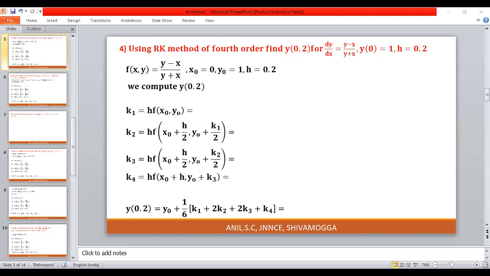This was the last problem we discussed in the previous class. dy by dx is equal to y minus x divided by y plus x. Let's start with this problem.